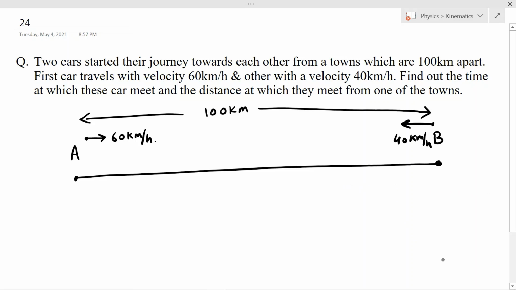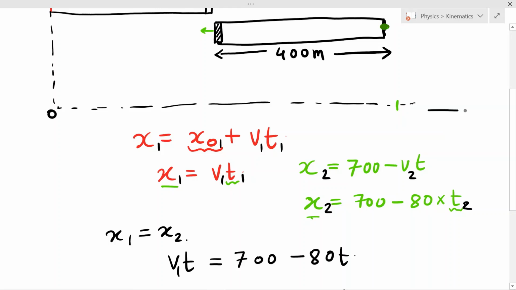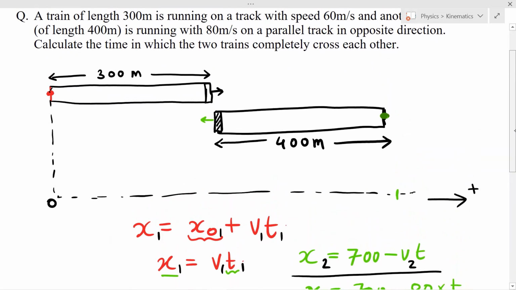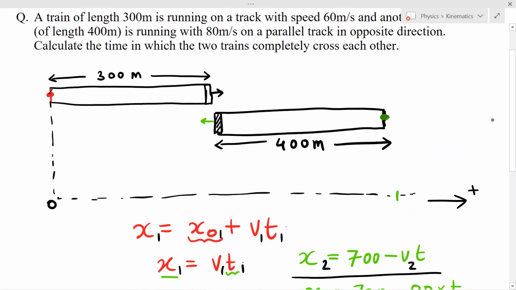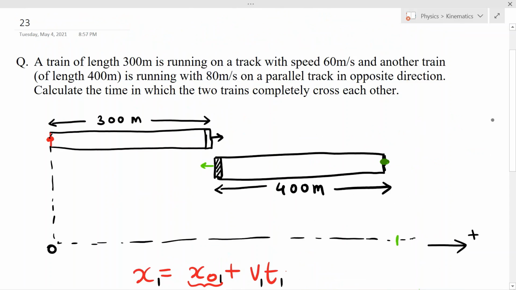Now I forgot to tell you one thing. In this problem, I have assumed that this is the positive direction for the velocity. That's why I have changed the sign of the velocity to negative here. So I will always take the right side to be the positive one and the left side to be the negative one. So let me go to the problem.